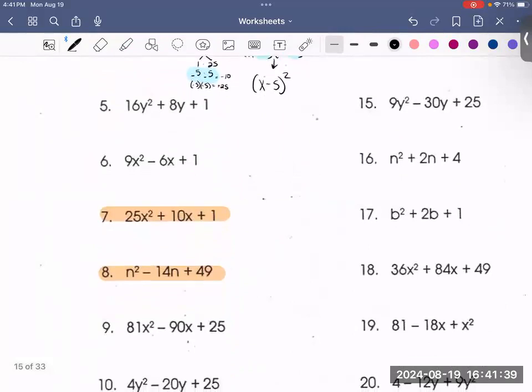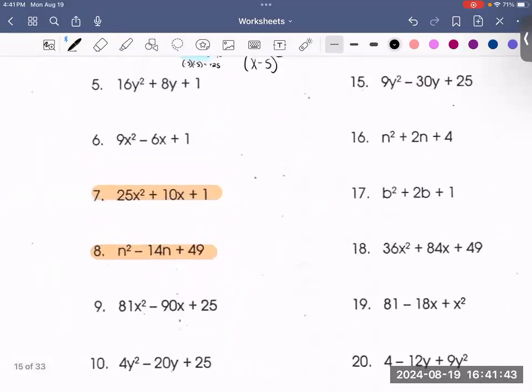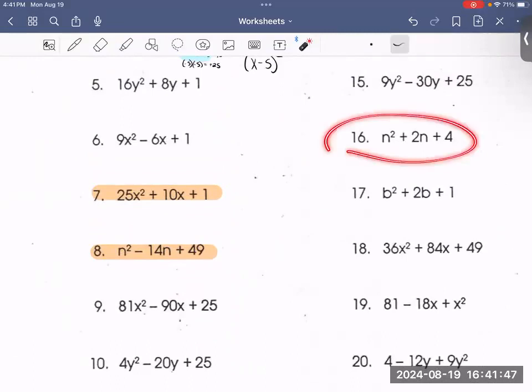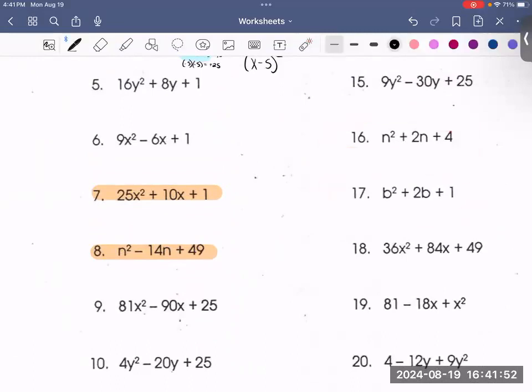Let's have you try number 8. Actually, we just did number 8 from the above. Another good one would be probably 16 and 17. I'll write those here for you.